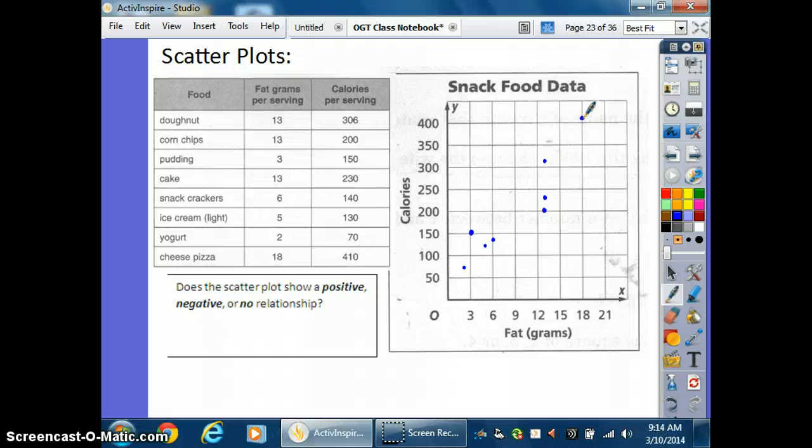Now it says, does the scatter plot show a positive, negative, or no relation? Well, you can see it's trending up. The more fat we have, the more calories we generally have. So this is called positive.